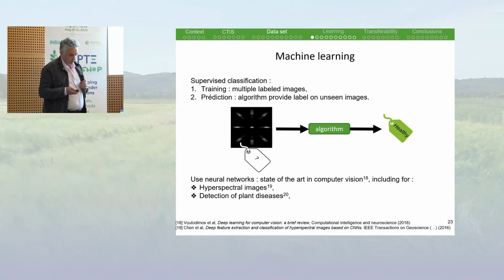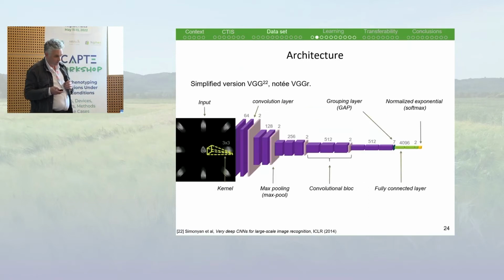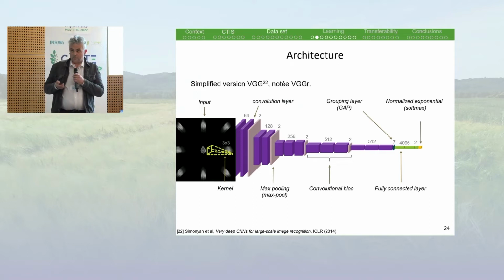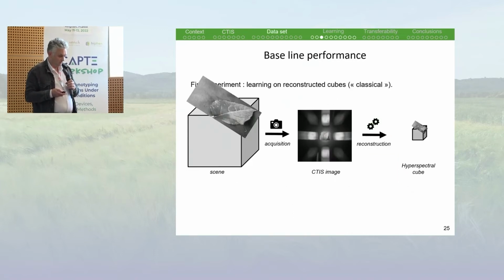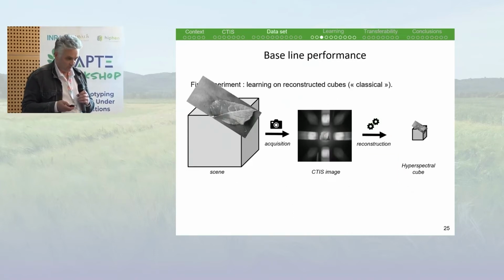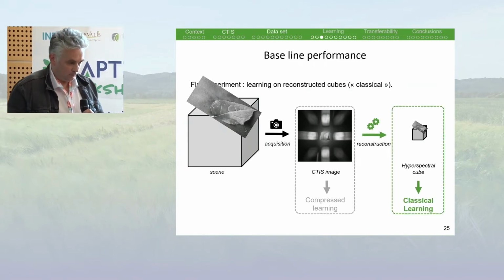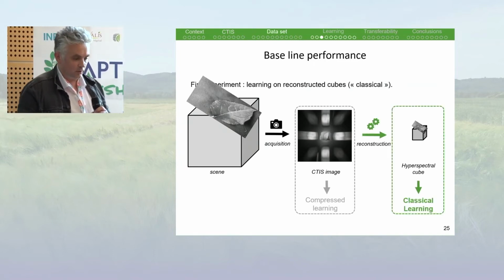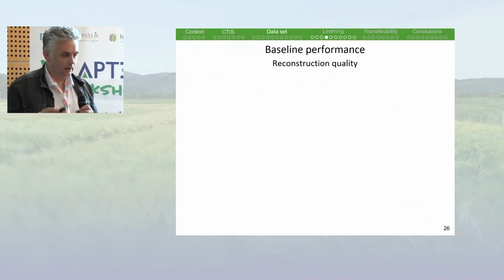We use neural networks as we believe that they can be useful for hyperspectral imaging and for disease detection, especially for signals which are invisible to the human eye. We considered a very classical convolutional neural network architecture here to start with. That's a VGG, a classical convolutional neural network. And to have a baseline of comparison, we start by applying this network on the reconstructed hypercube.